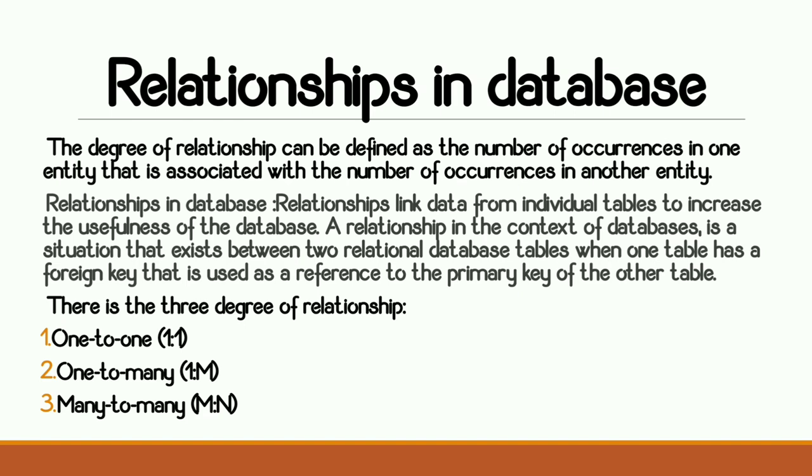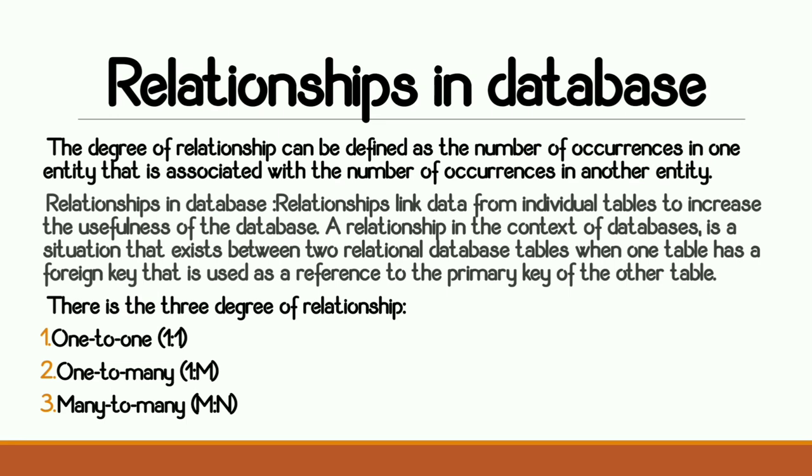The degree of relationship can be defined as the number of occurrences in one entity that is associated with the number of occurrences in another entity. So when you relate both tables with the help of a primary key or a foreign key, then and only then does the relationship exist. Whenever the occurrence of one entity is related to the occurrence of another entity, we call it a relationship.